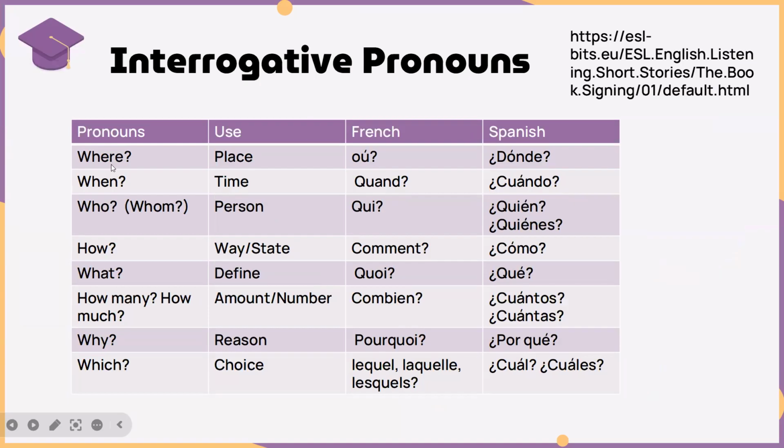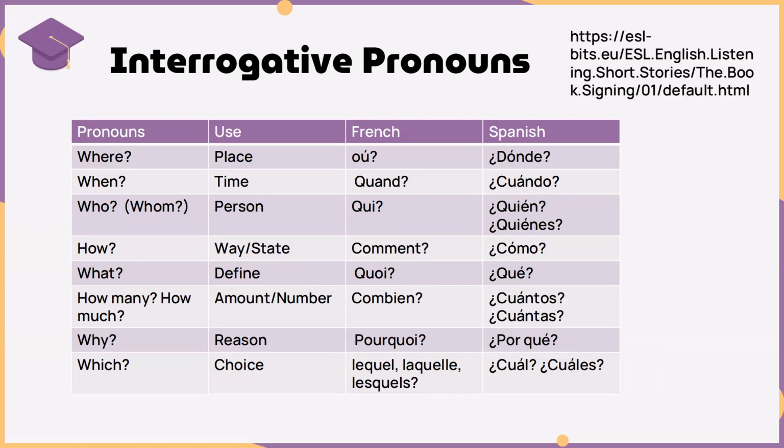So the question pronoun here is where, okay, and it's used for place. When is for a time. Who or whom is when you want to talk about a person. The big difference between these two is that who, we use it to ask most of the questions when you want to know the person. Whom, with M, as you can see here, it has an M. This normally comes after a preposition.